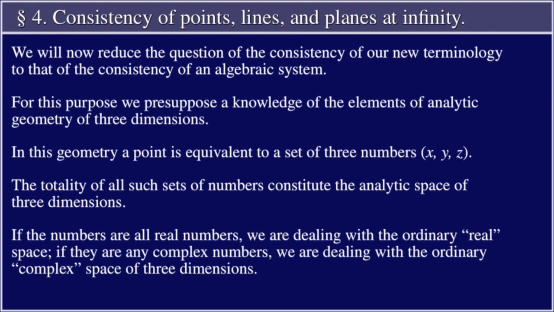We will now reduce the question of the consistency of our new terminology to that of the consistency of an algebraic system. For this purpose, we presuppose a knowledge of the elements of analytic geometry of 3 dimensions. In this geometry, a point is equivalent to a set of 3 numbers. The totality of all such sets of numbers constitute the analytic space of 3 dimensions.